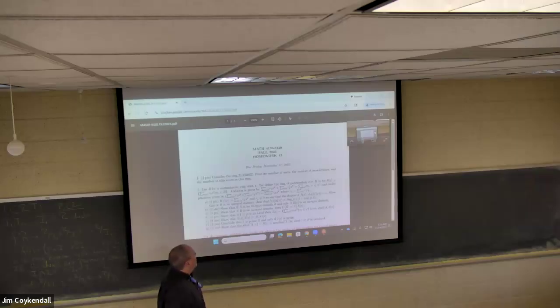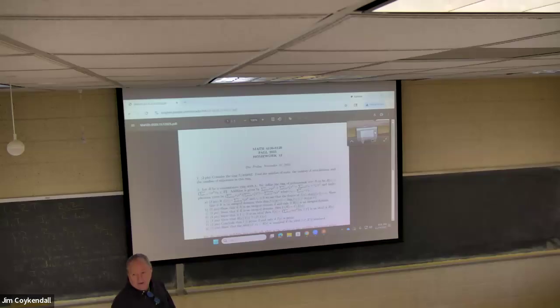Show R is an integral domain if and only if the polynomial ring is an integral domain. So being an integral domain is preserved in polynomial extensions. Show if R is an integral domain, then the units of R are exactly the units of the polynomial ring. So the things that are invertible in the polynomial ring are precisely the things that are invertible in the ring itself.